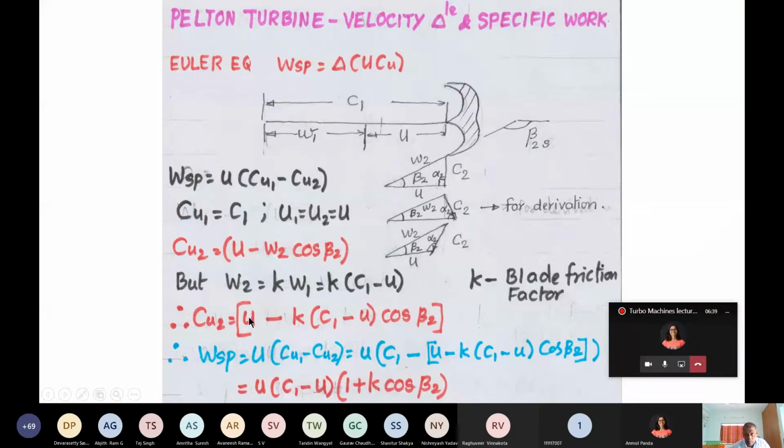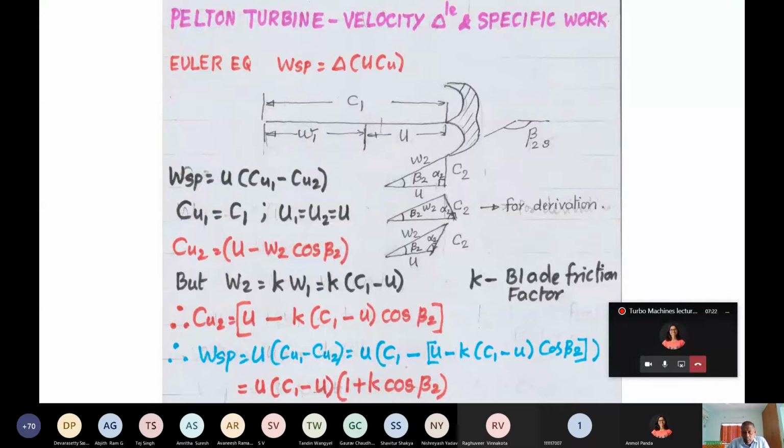Now this Cu2 is substituted in the first equation. So specific work is equal to U into Cu1 minus Cu2, which is equal to U into C1, because Cu1 is nothing but the jet velocity C1, minus Cu2, that is U minus K into C1 minus U into cos beta 2. So here that C1 minus U you can take out. Finally you get a simple expression, W specific is equal to U into C1 minus U into 1 plus cos beta 2. So this is the expression for the specific work.